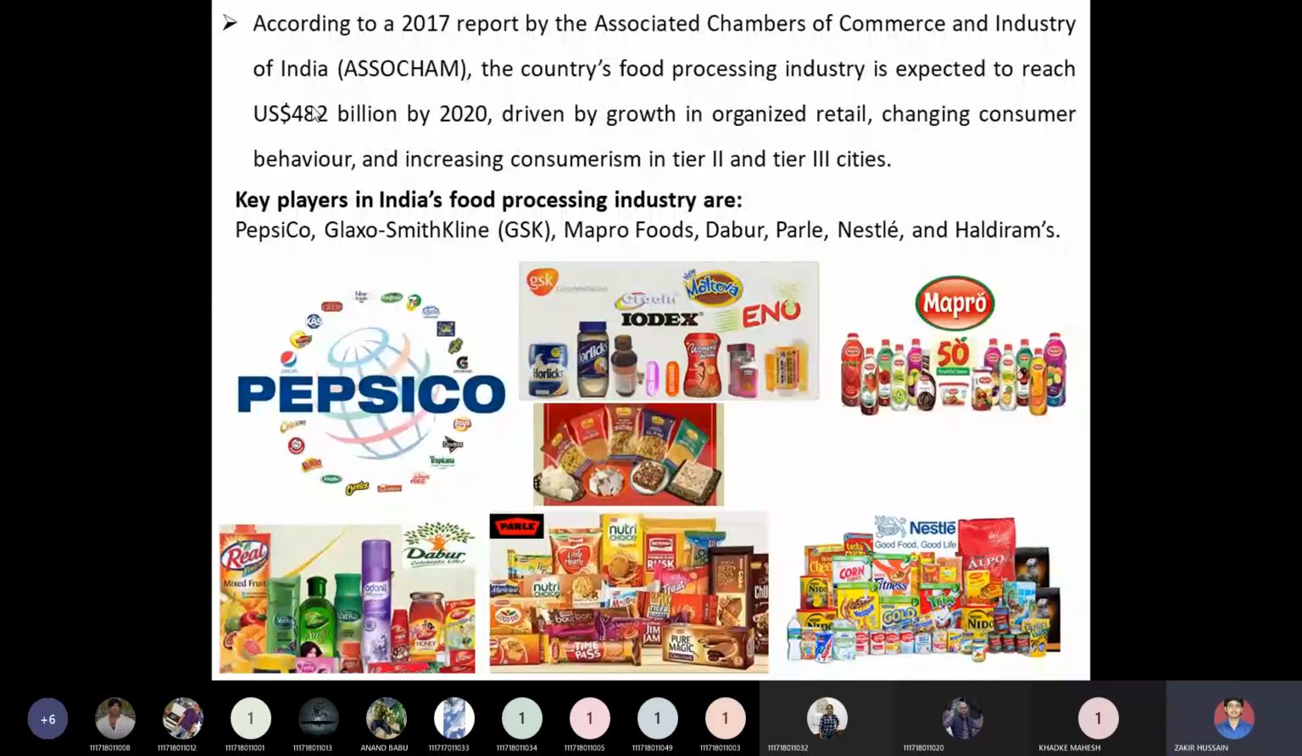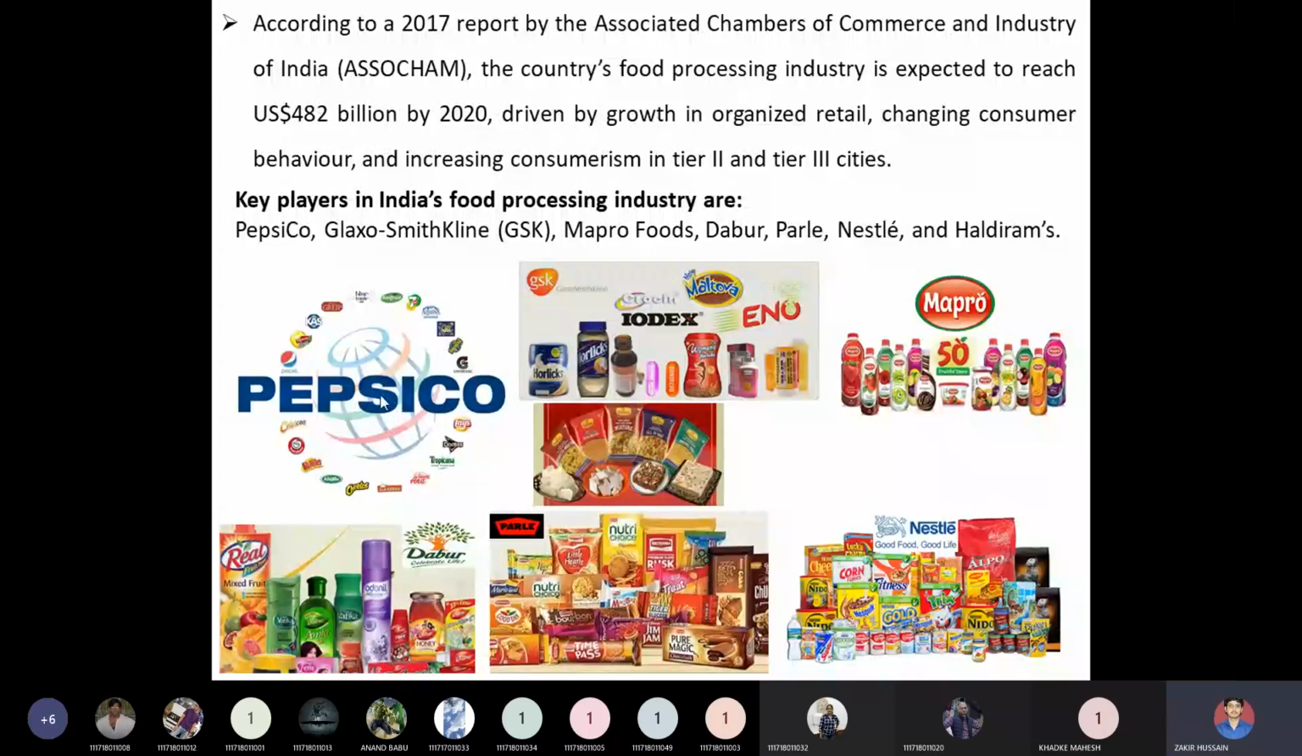Then who are the key players in these food processing sectors? We might know all these products which you are seeing on the screen. The first one is PepsiCo. We are drinking Pepsi, Cola, and everything, like Lay's. We are eating these Lay's chips. Then Tropicana. All of this is manufactured by the PepsiCo company. 7-Up, everything is manufactured by the PepsiCo company.